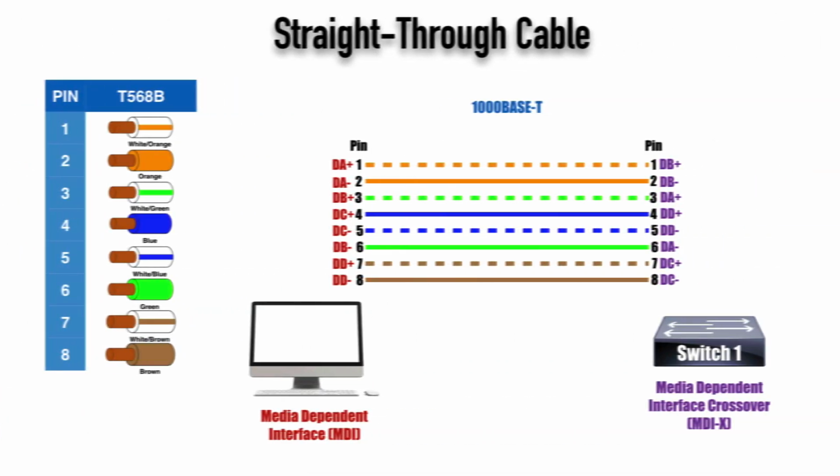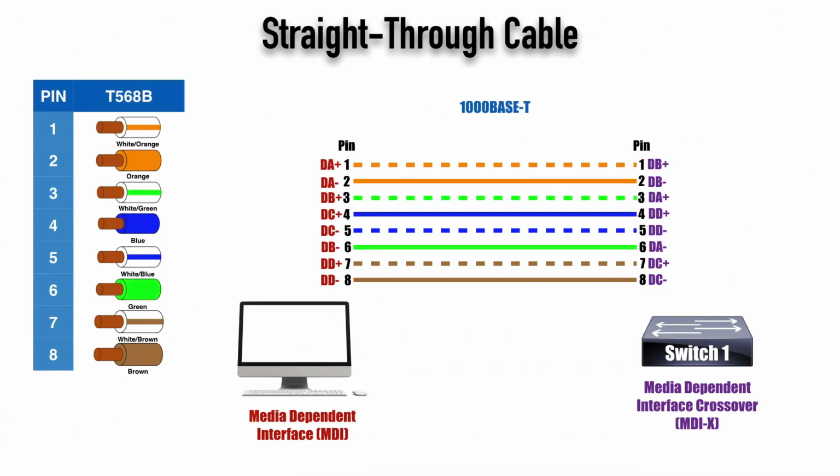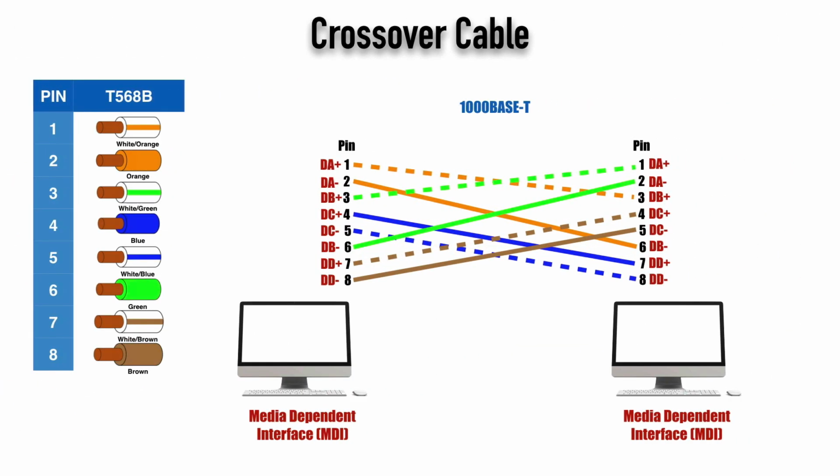For 1 gig connections, we need to use all 8 wires, so not just 2 pair anymore, we're using 4 pair. And here we see what a straight-through cable looks like if we're connecting a PC into a switch. But if we need to do a crossover between a couple of PCs, just as your reference, here's how that would look.